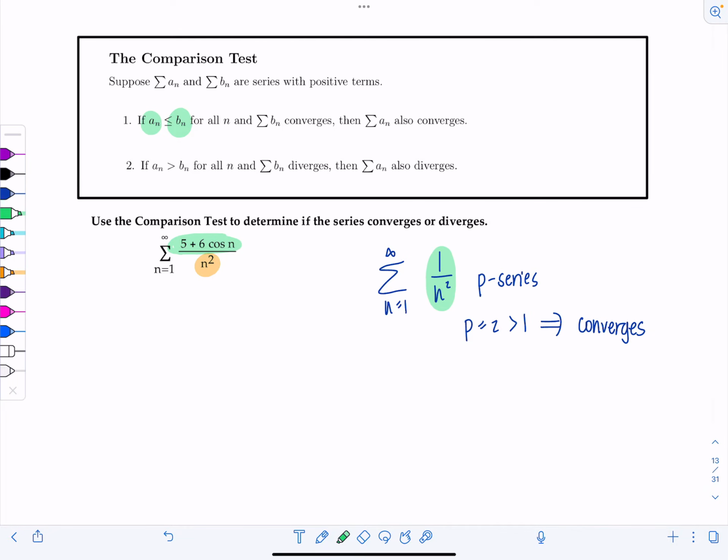So you're going to be a little clever, like a little weasel, and you go, how can I say 5 plus 6 cosine n over n squared is smaller than this p-series? Well, I know cosine is bounded between -1 and 1. So this is less than or equal to 5 plus 6 times 1 over n squared, right? Which is 11 over n squared. So I'm just going to slap an 11 here. And you might be like, that feels very illegal.